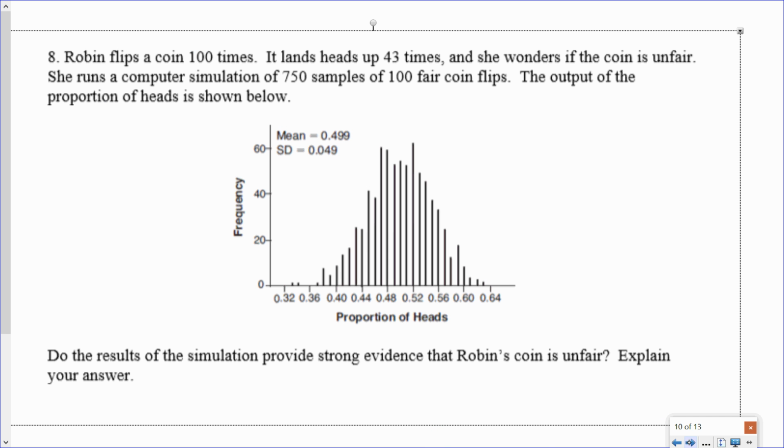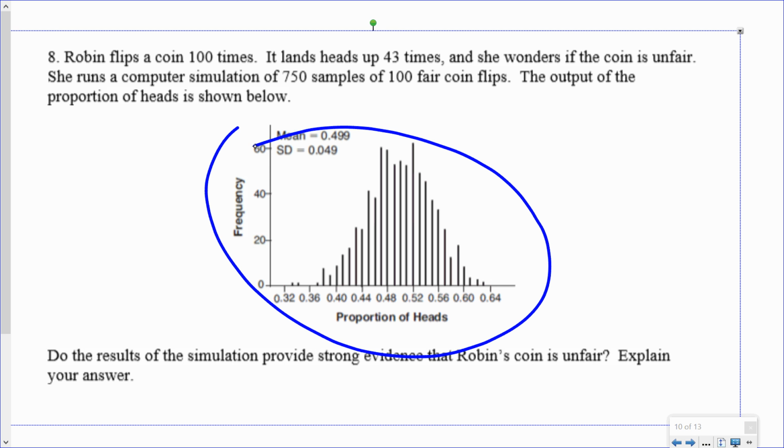I asked you to try number 8 on your own. Robin flips a coin 100 times. It lands heads up 43 times, and she wonders if the coin is unfair. She runs a computer simulation of 750 samples of 100 fair coin flips. So this is a fair coin thing. This isn't her coin, this is a fair coin. She got 43 out of 100, which is 0.43.